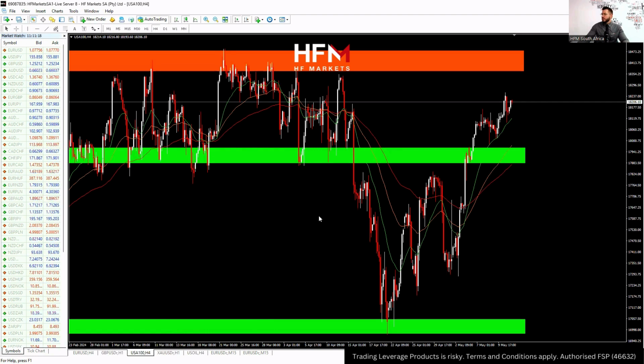Adding on to our US pairs, we can also quickly have a look here at our NASDAQ pair. And again, still trading within a relatively tight range. But as we can see, most of our moving averages have now all crossed. So for me, I'm using the 21, the 50, and the 100. So all three of those have crossed, signaling some nice, big, bullish momentum.